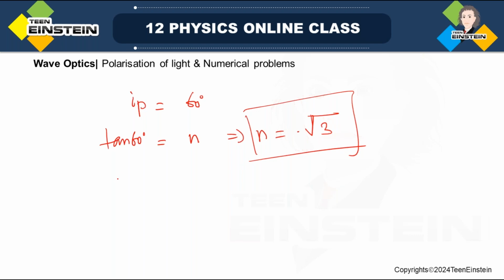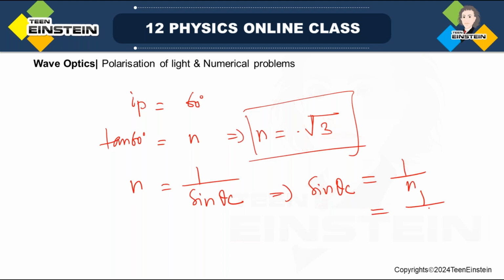Now I have this relationship: n is equal to 1 over sine theta c. Or we can write sine theta c is equal to 1 over n, this is for total internal reflection. Now we can write this 1 over n as 1 over root over 3. So theta c is equal to sine inverse 1 over root over 3.